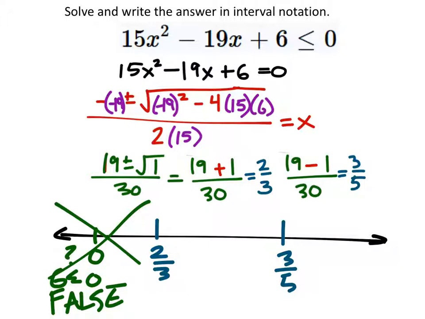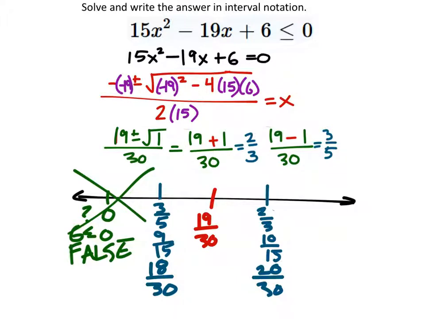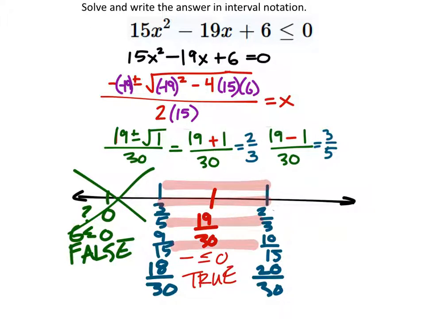What about between 3/5 and 2/3? Well, 2/3 would be 10/15, and 3/5 would be 9/15. I apologize, it's backwards right there. To test something between them, we need probably a new denominator: 19/30ths. Evaluating that gave me a negative value, which is automatically going to be less than or equal to 0. So that's true. At least we have this interval between these two values, which is true.